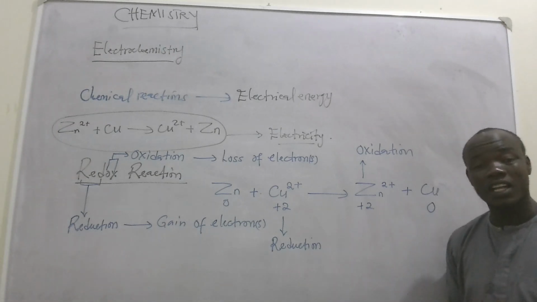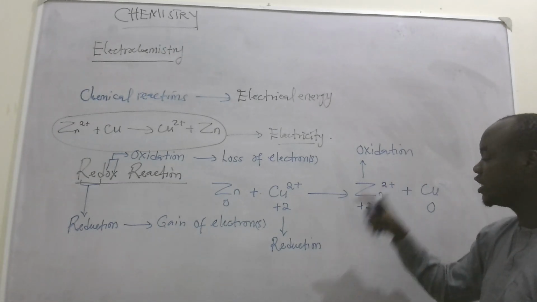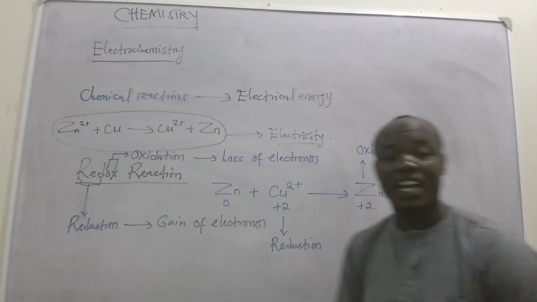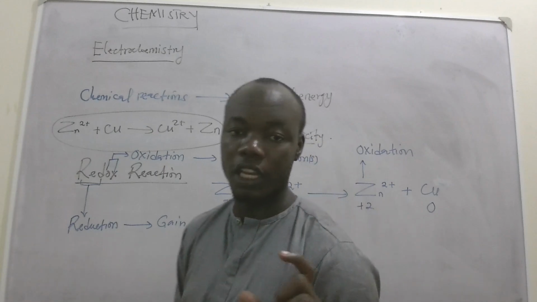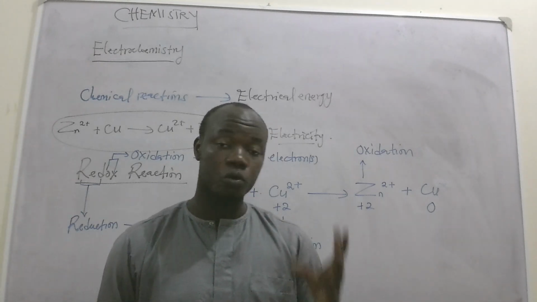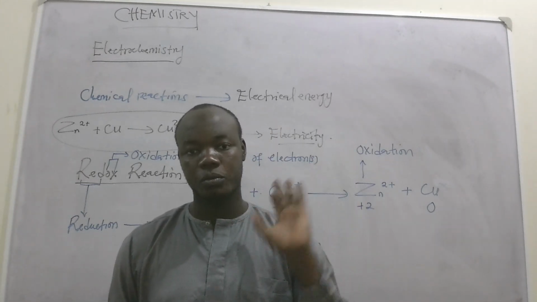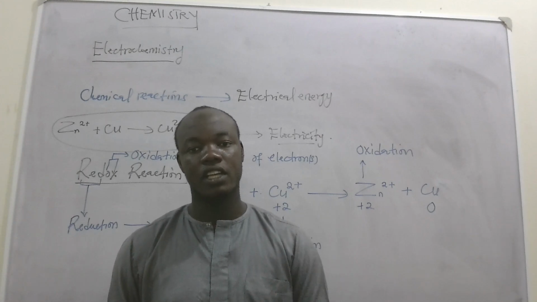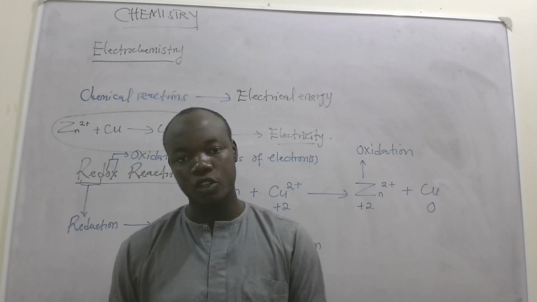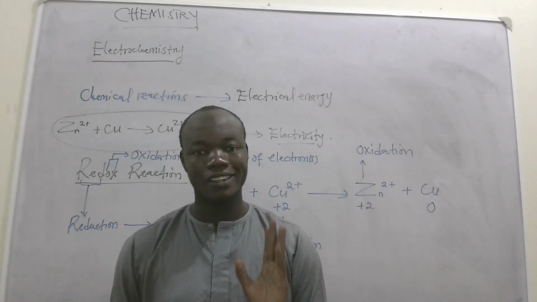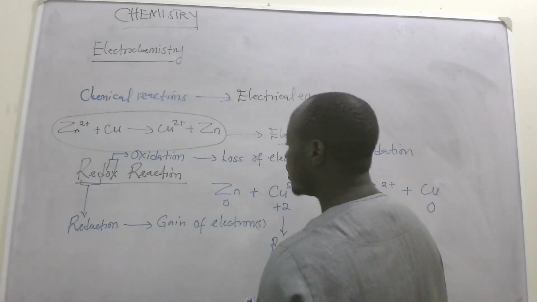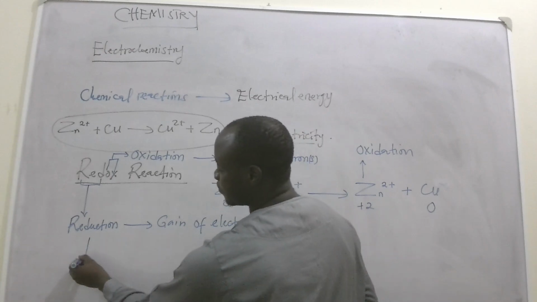We also have another way of defining oxidation and reduction in terms of electron transfer. Sometimes we'll be asked to define oxidation and reduction in terms of electron transfer. You can define oxidation as a loss of electrons and reduction as a gain of electrons, and that is the definition of oxidation and reduction in terms of electron transfer. In addition, you can also define reduction differently.